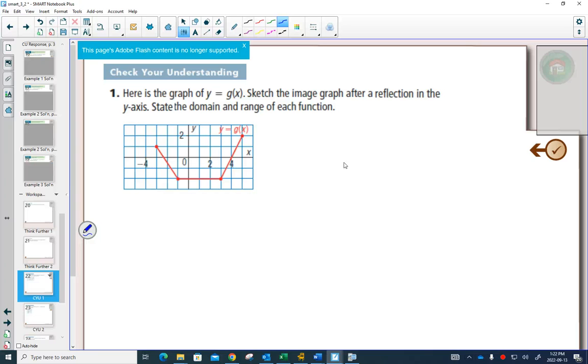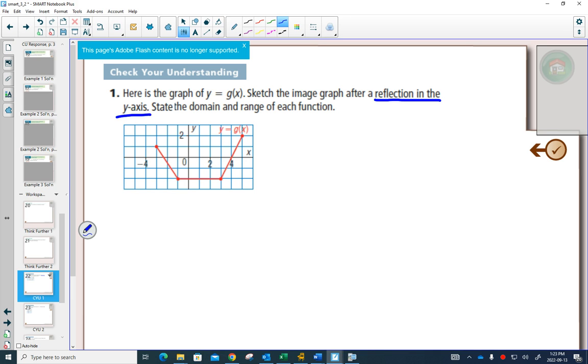Function g of x, and we want a reflection in the y-axis. So the first thing I'm going to get you to do, we're going to underline reflection in the y-axis. Okay? And above that, we're going to write all the different ways that I could ask that same thing. So if I'm reflecting in the y-axis, can you see that that is a horizontal reflection? Points are moving left and right.